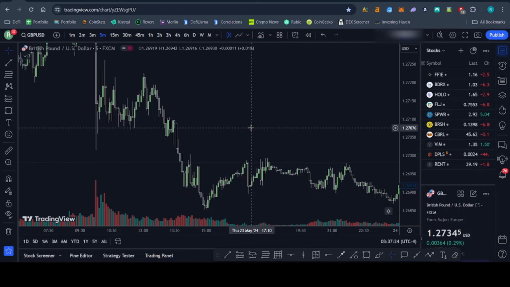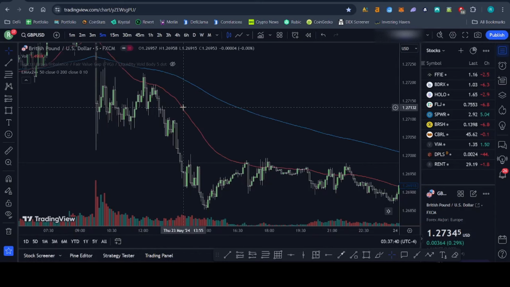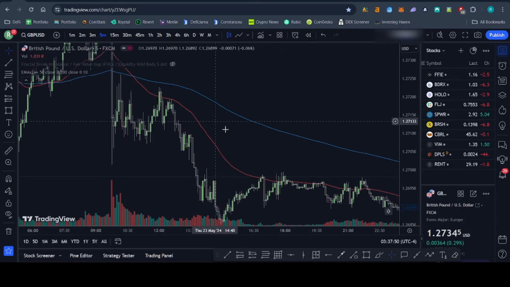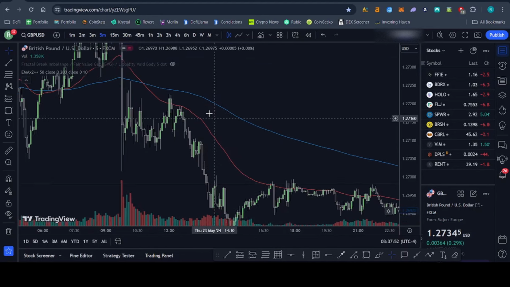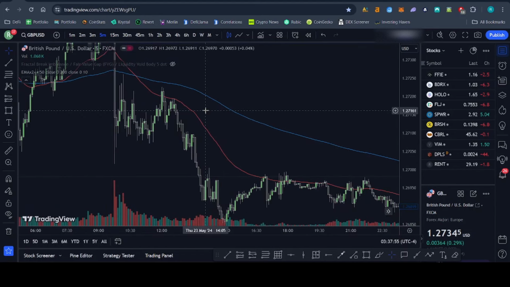Now there are a few other ways. Once you learn to read the trend on just a blank chart like this, there are a few things you can do to make it a little bit easier if you really want to. The first one, a lot of people use EMAs, or exponential moving averages, or simple moving averages as well, SMA. So here I've got the 50 in red and the 200 in blue, and these are basically used to help you identify the trend, right?